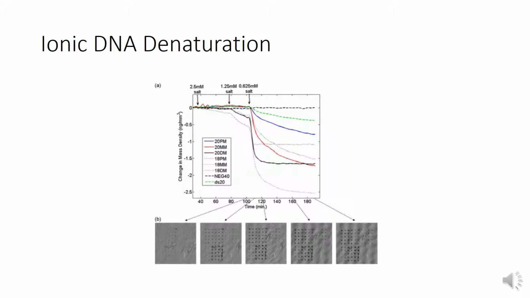at 0.625 millimolar salts, all hybridizations will denature, and therefore it is difficult to determine different kinetics through ionic denaturation. And part B of this figure is just showing the real-time images taken of the samples as they are going through this process. And the darker the sample, the more denatured the protein within the well.